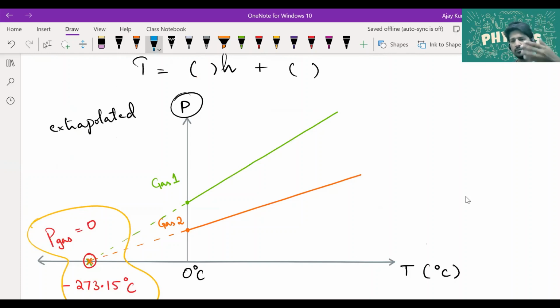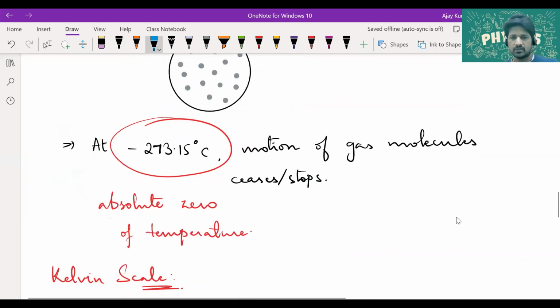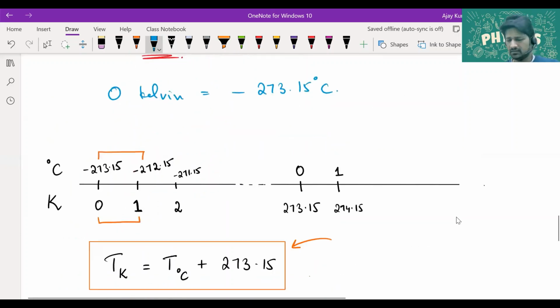Means whatever be the type of gas, whatever be the volume of gas, the pressure becomes zero when temperature is minus 273.15. Pressure of gas becoming zero means what? Molecular motion ceasing. So at that temperature, nothing moves. So they called that the absolute zero of temperature. And then came into existence the Kelvin scale.